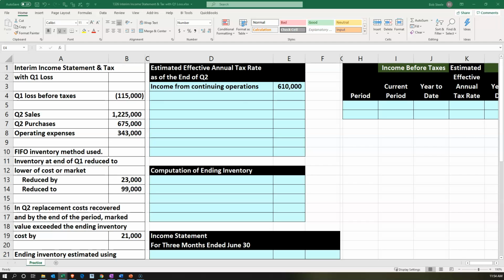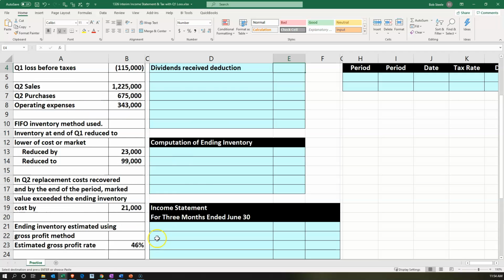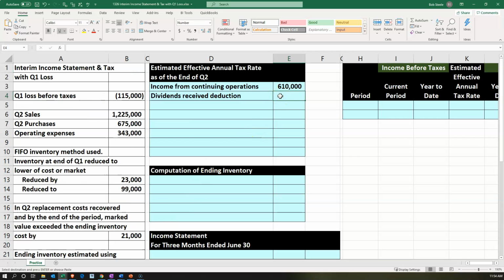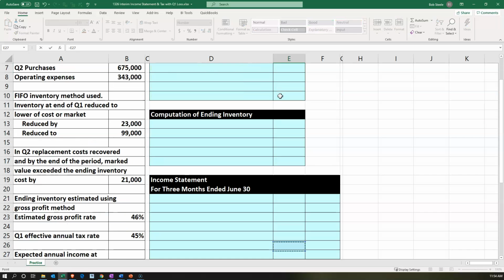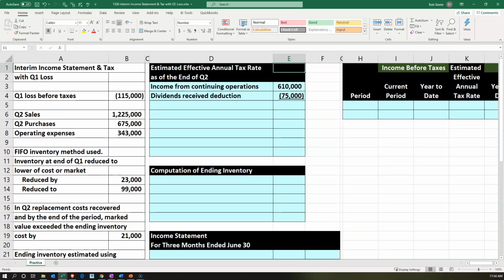Okay, so then we're going to make our adjustments for the permanent differences. One is the dividends received deduction. There's a dividends received deduction we expect to be $75,000 here, and we're going to say that that's a permanent difference, so I'm going to put a negative of that $75,000, and that will then give us our estimated taxable income. I'm going to sum these up, which will subtract them out: equals the sum of the 610 minus the 75, which gives us the 535,000.